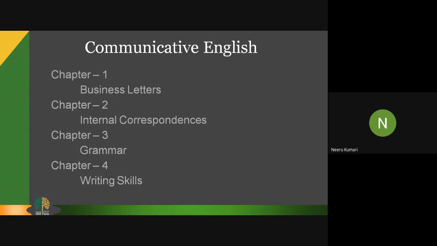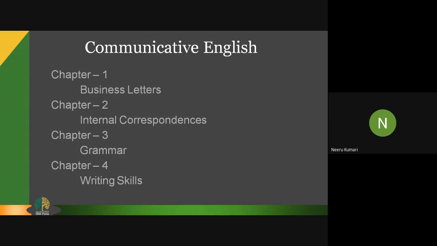Then we are going to talk about the other ways of correspondence. So apart from business letters, apart from writing emails, what are the ways in which we can correspond? What are the ways in which internal communication can happen from one person to the other, or from one department to the other, or from one branch of the organization to the other?